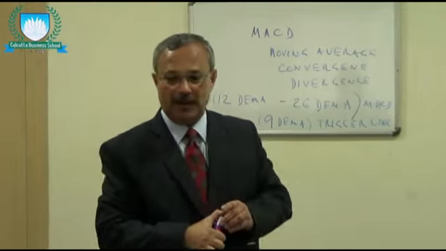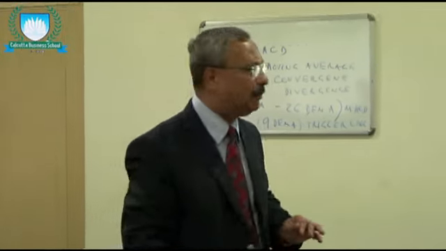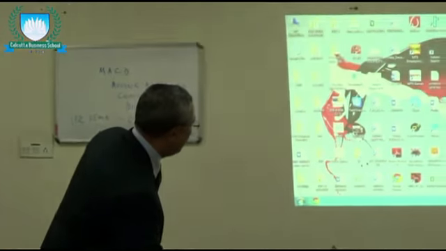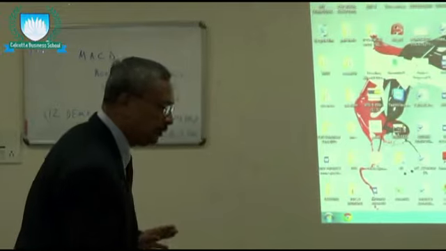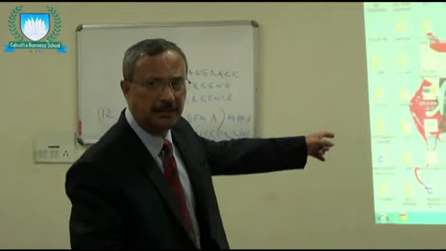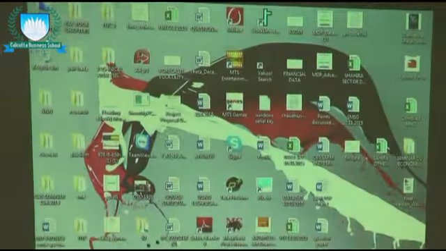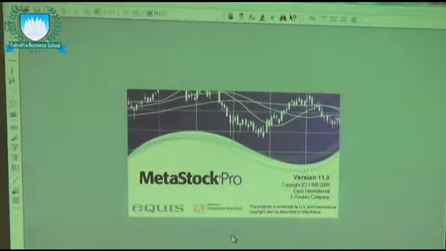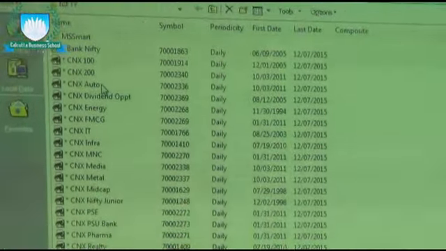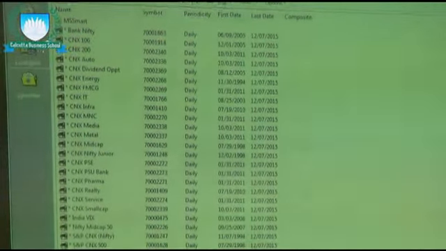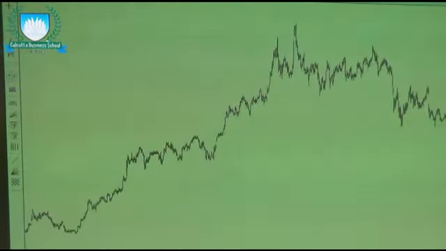Let us now move to an actual demonstration with the help of stock price movement of a particular company. Now we will use MetaStock in order to demonstrate this particular technical indicator. We will look at the screen now. We will come to this MetaStock Professional icon and open the screen. We go to this folder and the names of companies are there. We'll choose one company from the Nifty group of companies, say Axis Bank.